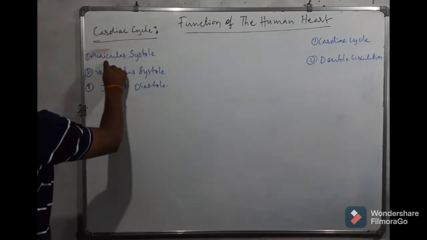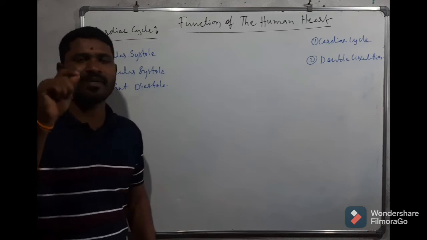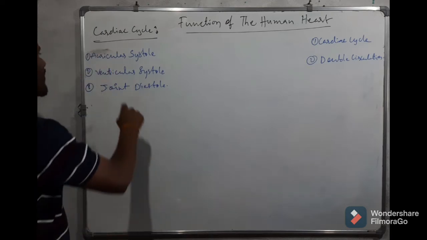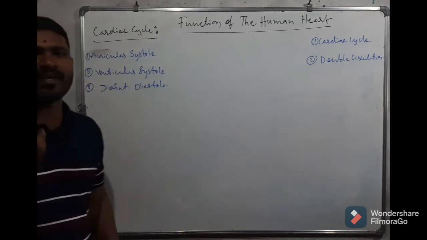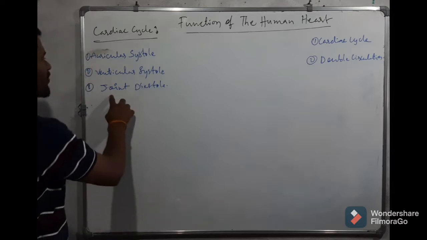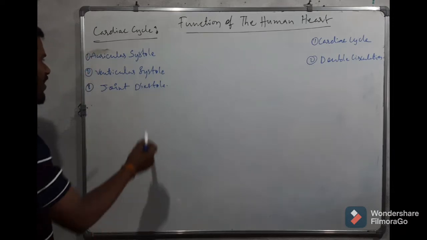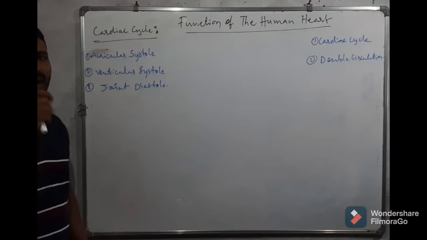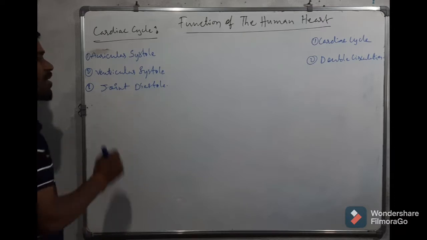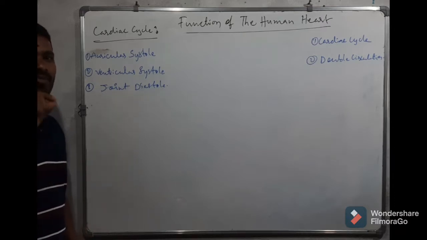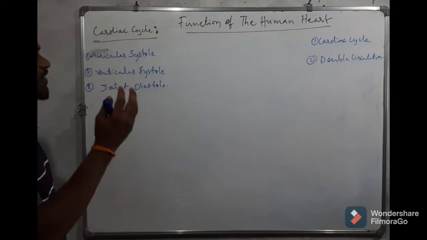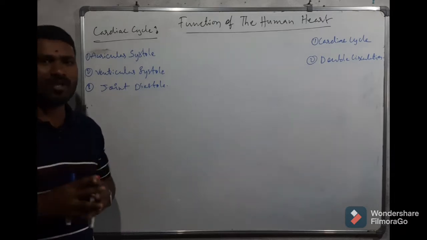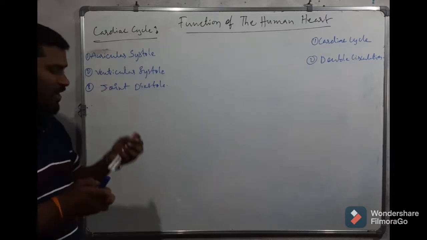The auricular systole means the auricles contract, and ventricular systole means the ventricles contract. Joint diastole means, as I told you, diastole is relaxation, and joint means both the auricles and ventricles relax, or return to their original state. That is called joint diastole.